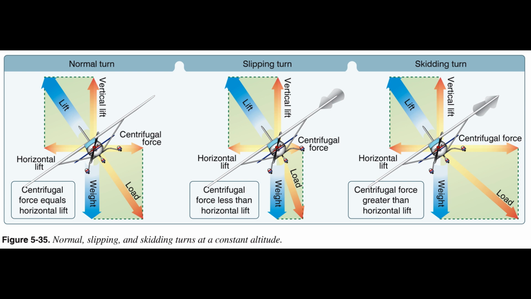Figure 5.35. Equilibrium between the horizontal lift component and centrifugal force is re-established by either decreasing the bank, increasing the ROT, or a combination of the two changes.